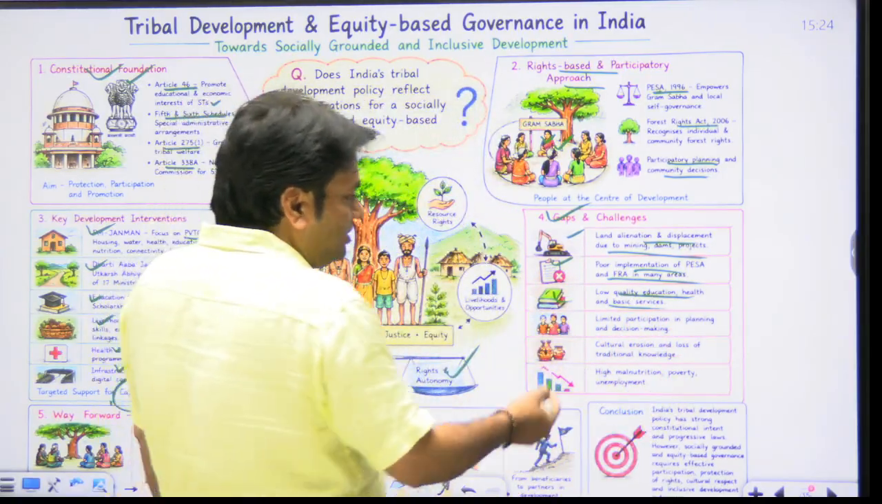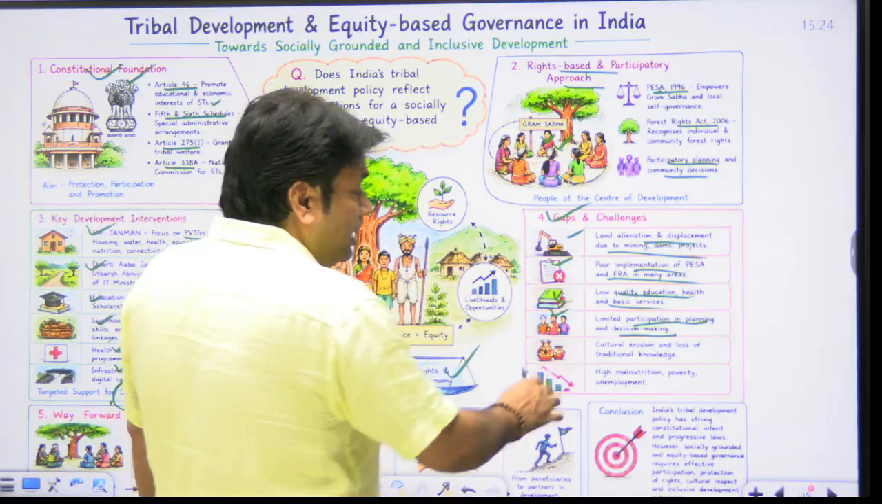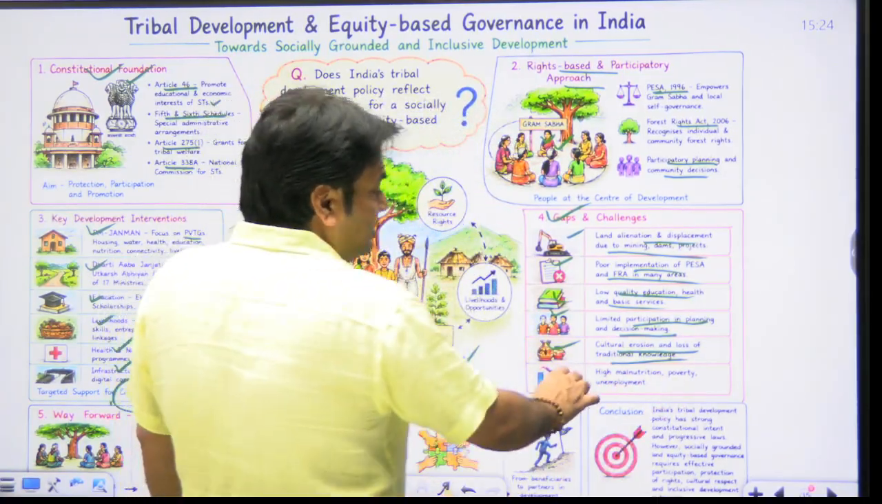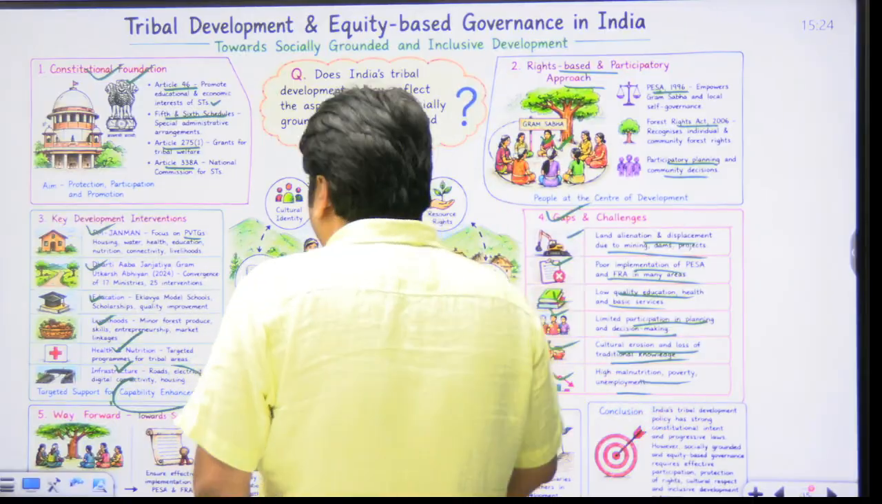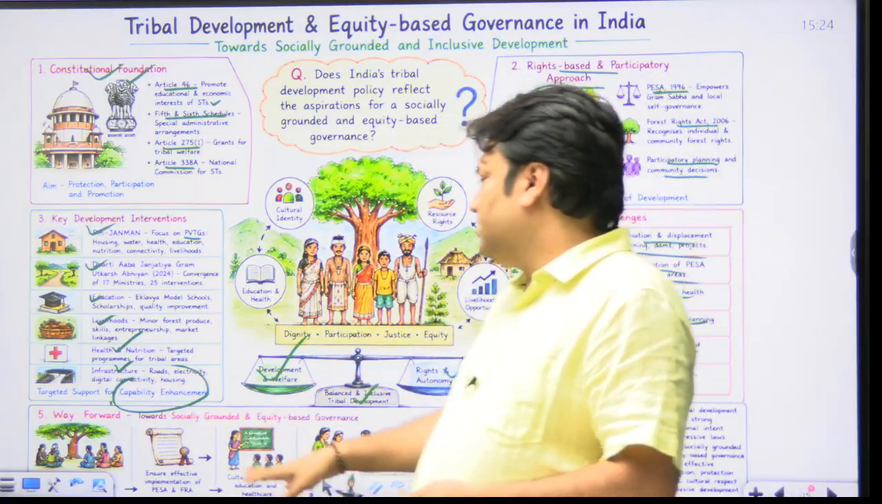The fourth challenge is limited participation in planning and decision making. The fifth challenge is cultural erosion and loss of traditional knowledge. The sixth challenge is high malnutrition, poverty and unemployment. Now suggestions for way forward. Okay, so here are suggestions.